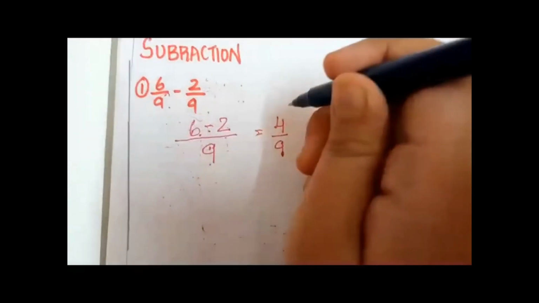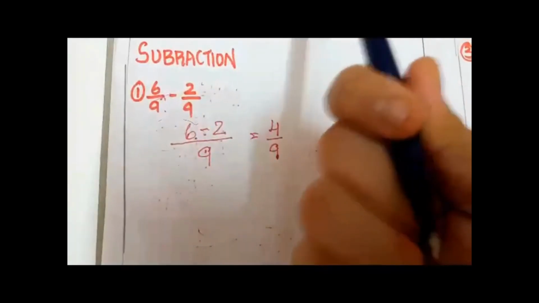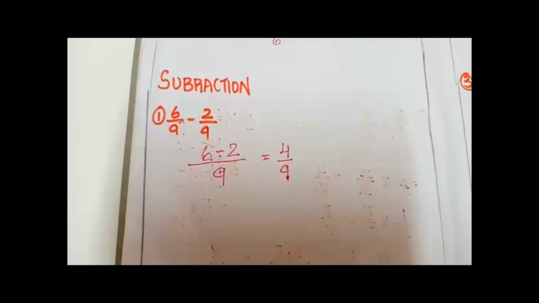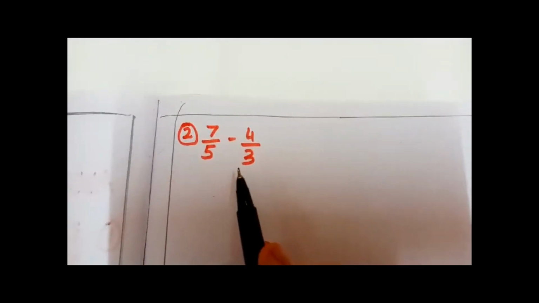I once again repeat, we can subtract only fractions which are like fractions, which have the same denominator. This was a like fraction. Now let's see when they are unlike. So this is our second sum. 7 by 5 minus 4 by 3. Notice that they have different denominators. That means they are unlike fractions. And as I said, we cannot add or subtract unlike fractions.